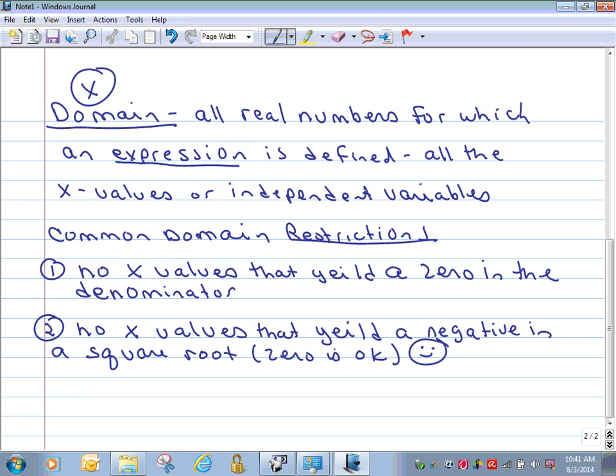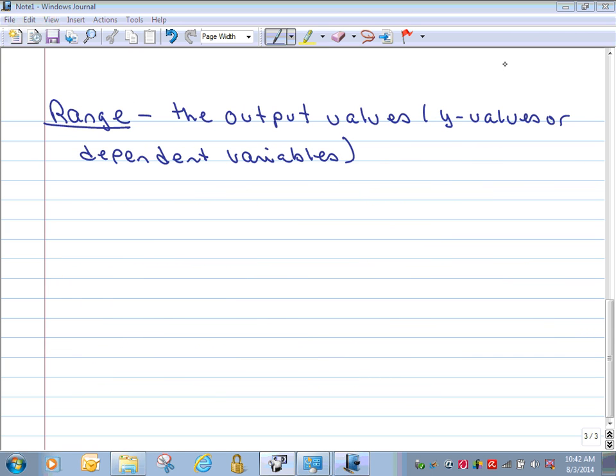Third is one that you probably have not really thought about, but third is a radius must be positive. So a radius in a circle is a distance, and distance must always be positive. So those are 3 common restrictions of your domain. Make sure you have those in your notes. Pause if you need to.